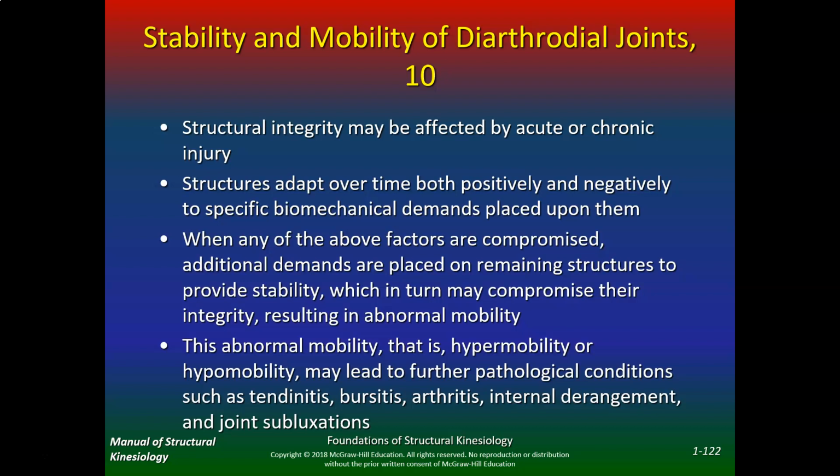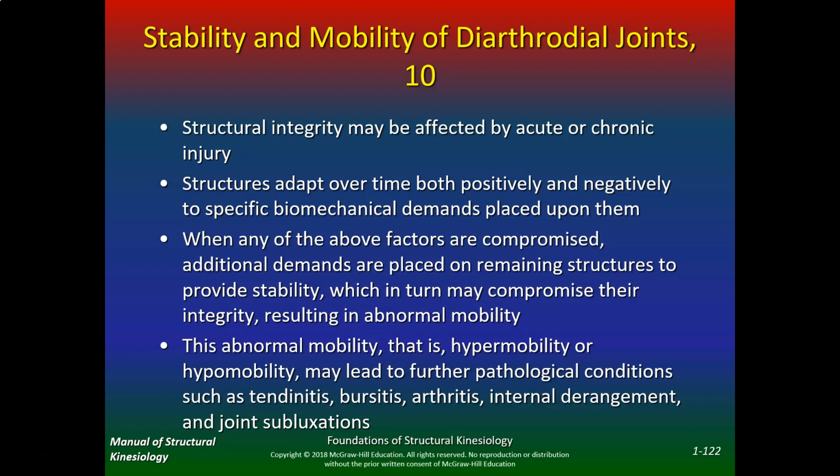Structural integrity may be affected by acute or chronic injury. Structures adapt over time, both positively and negatively, to specific biomechanical demands placed on them. When any of the above factors are compromised, additional demands are placed on remaining structures to provide stability, which in turn may compromise their integrity, resulting in abnormal mobility. This is the first slide that I told you. If something is not mobile, it's going to compensate above or below.